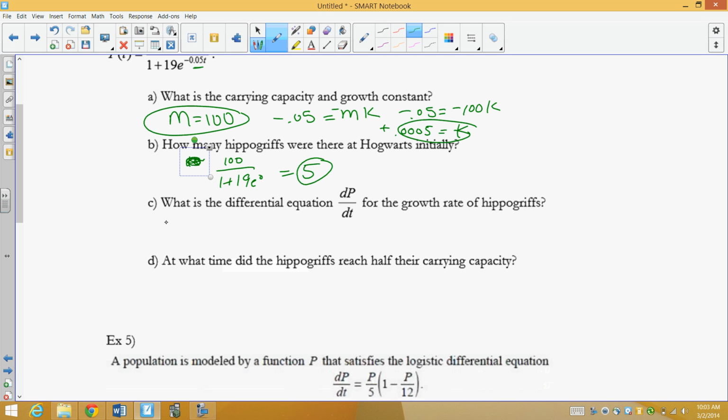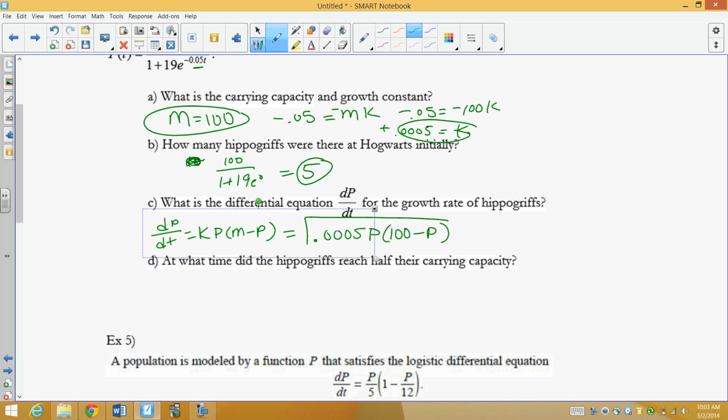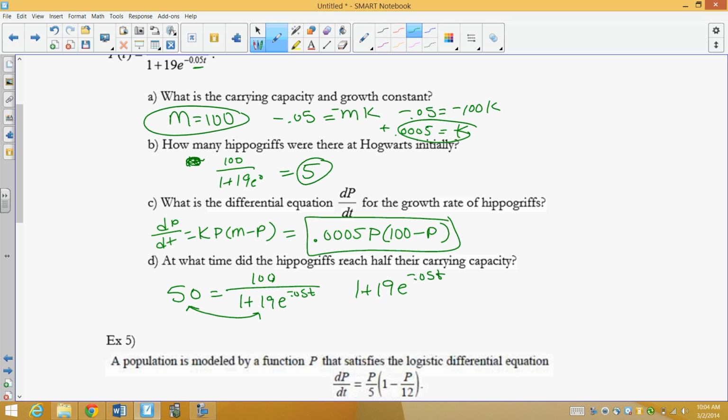What's the differential equation for the growth rate of hippogriffs? Well, dP/dt is kP times M minus P. So it's going to be 0.0005 times P times M minus P. At what time did the hippogriffs reach half their carrying capacity? Well, our carrying capacity is 100, so we want to know when there were 50. So 50 is 100 over 1 plus 19 e to the negative 0.05t. Remember, you can swap these two, so I can say 100 divided by 50 equals 1 plus 19 e to the negative 0.05t.